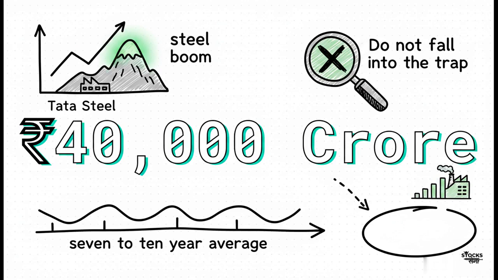The cycle always turns. You have to normalize this down over a full economic cycle, usually taking a 7 to 10-year average. Doing that brings their normalized earnings way down, closer to 15,000 crore rupees. That normalized number, that is the realistic baseline you have to put into your model to actually survive the swings.